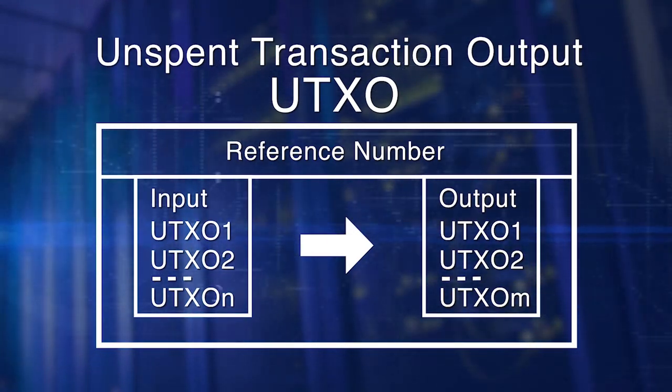Now let's review the role of the UTXOs in a Bitcoin blockchain. The transaction uses the amount specified by one or more UTXOs and transfers it to one or more newly created output UTXOs, according to the request initiated by the sender.